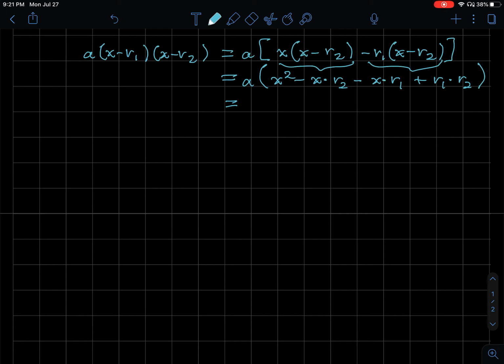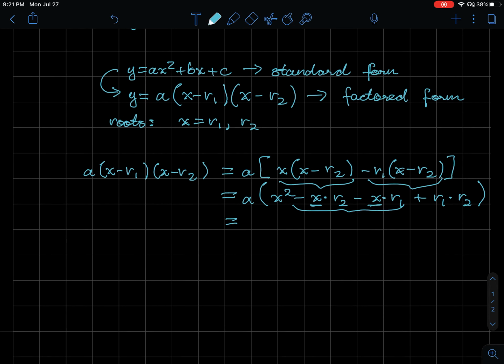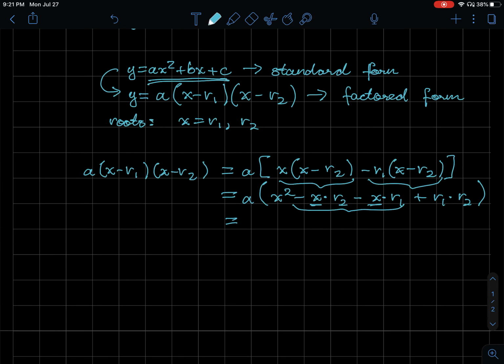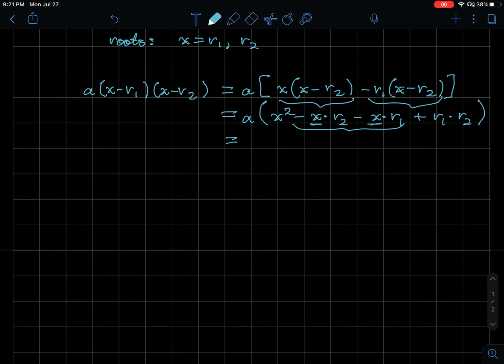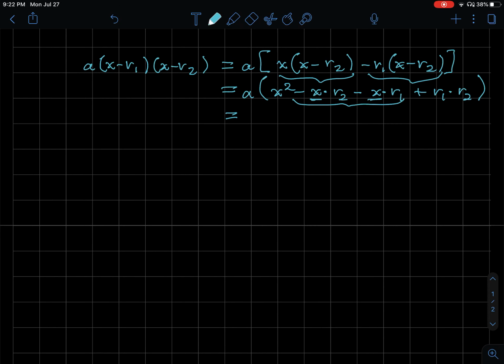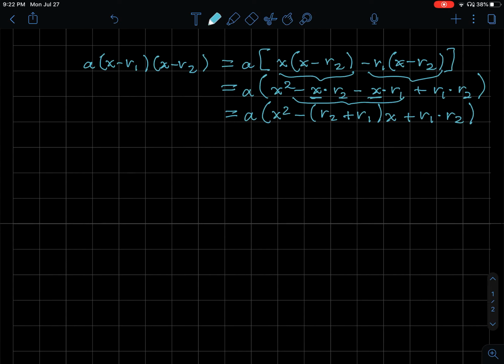Actually, before we do that, a simpler way would be to combine these two terms. Because you see the x here and x here, we want to get it into the form ax squared plus bx plus c, where there's an x squared, x, and a constant term. So since we have two x terms, let's just combine them. That'll give us a into x squared minus r2 plus r1 x plus r1 times r2. All we did there was factor out the x and the negative sign over here and write it as one x term.